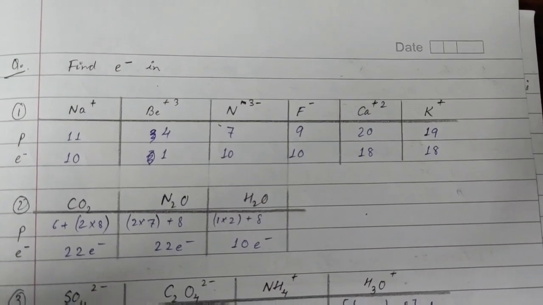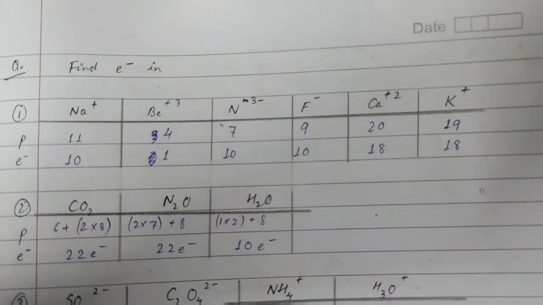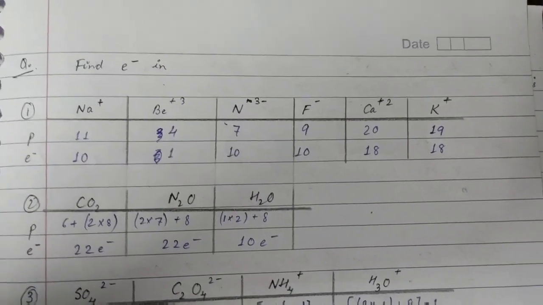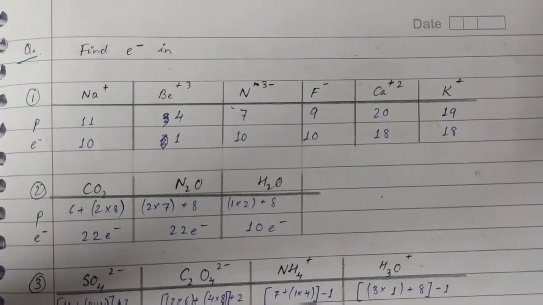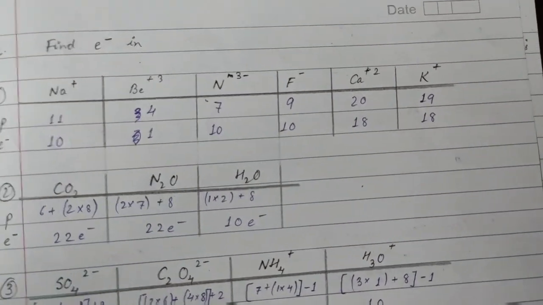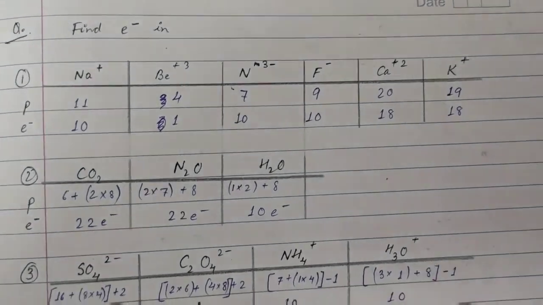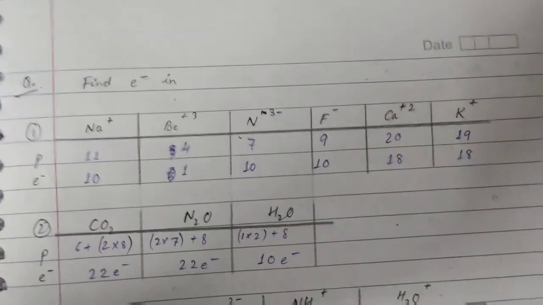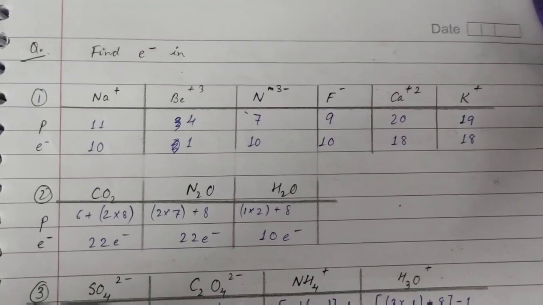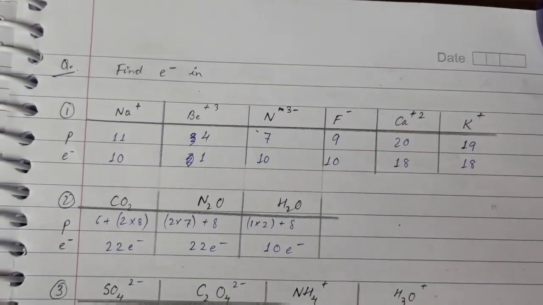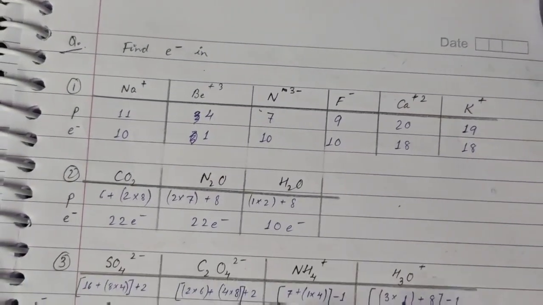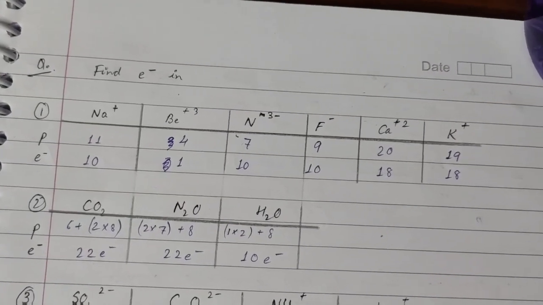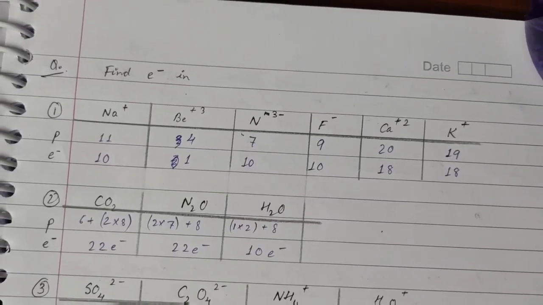Na+, sodium, basically has 11 electrons and 11 protons. Now since it has a charge of plus 1, it denotes that it has lost 1 electron. So now it becomes 11 minus 1, which is equal to 10 electrons. Similarly, how many electrons does beryllium have? Basically it has 4 electrons. Now the plus 3 sign denotes that it has lost 3 electrons. So now it becomes 4 minus 3 is equal to 1. Now it has 1 electron.